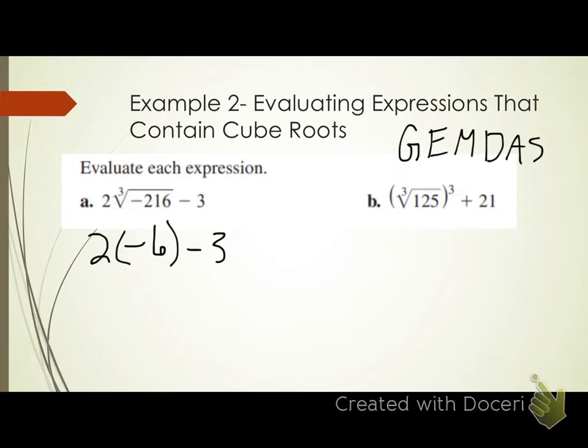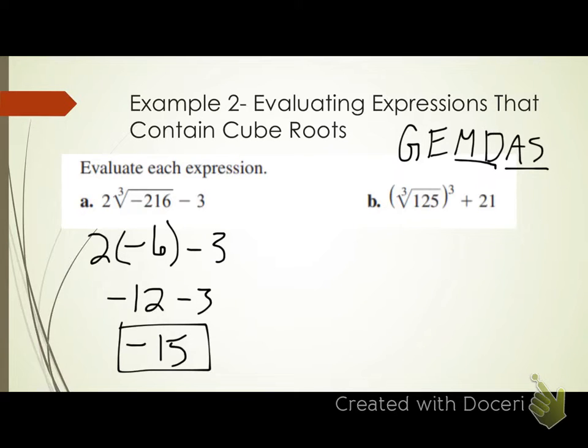So I don't have any more grouping symbols with any operations going inside of them, do I? No. Do I have any exponents? No. So I can skip the E part of GEMDAS. Do I have any multiplication or division? Yes, I do. So I need to do all of that first from left to right. Remember, I'm lumping multiplication and division together. Do it all from left to right. So what's 2 times negative 6? Negative 12. Any more multiplication or division? No. Do I have any addition or subtraction? Yeah, so what's negative 12 minus 3? Negative 15. I have no more operations, so negative 15 is my answer.